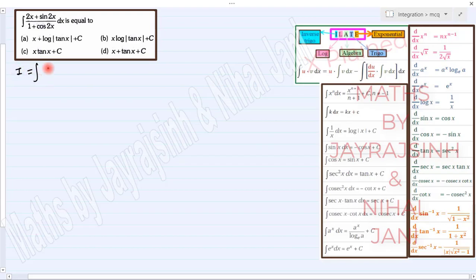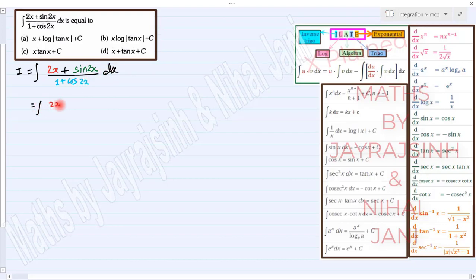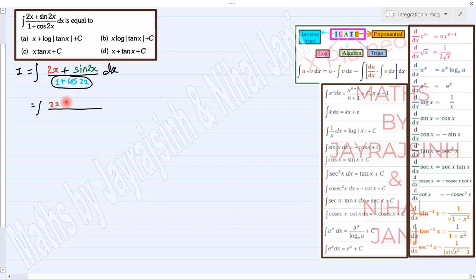Here we have to integrate (2x plus sin 2x) upon (1 plus cos 2x). Here 2x will be as it is. Let's try to simplify our denominator. We have 1 plus cos 2x, which can be rewritten as 2 cos square x.